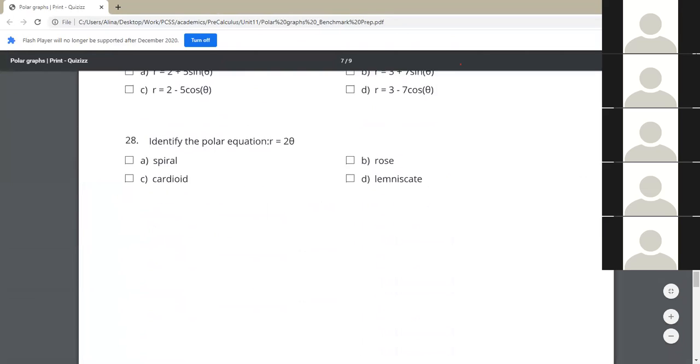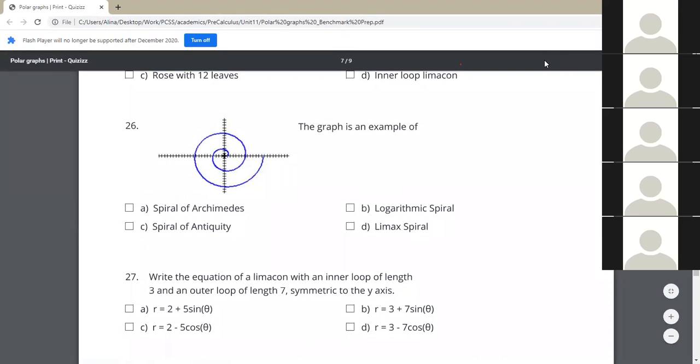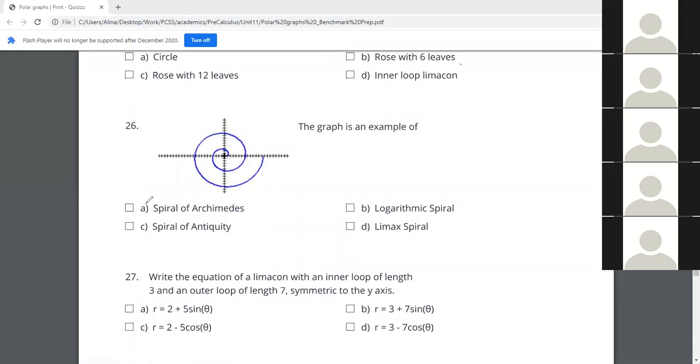26 will not be on the test, but I will still tell you what it is. 26 is called the spiral of Archimedes, and the equation of it is r equals theta. But it won't be on the test, so don't stress about it. It was there and I was too lazy to take this question out of the study guide.